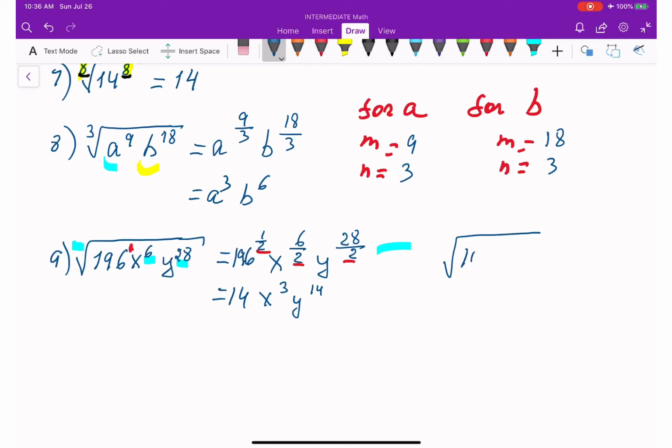So let's say we have 100, and we have a to power 10, b to power 14, and c to power, let me see, 12. So the square root of 100 is 10. We have 10 here. 10 divided by these 2 is 5. B, 14 divided by 2 is 7. And C, 12 divided by 2 is 6.